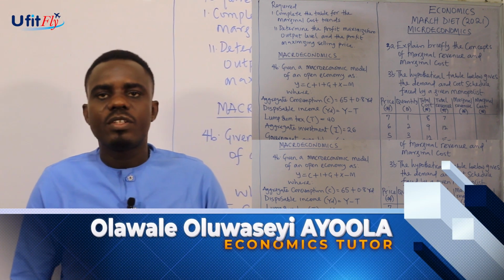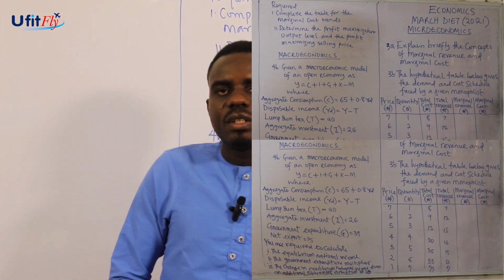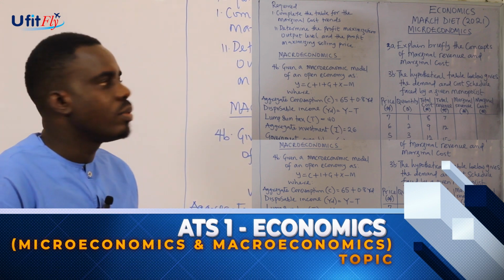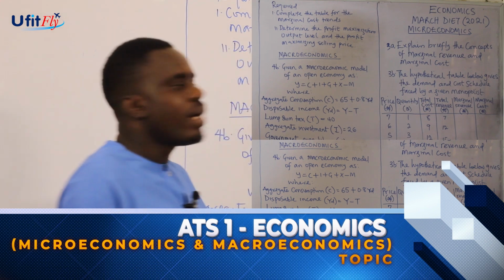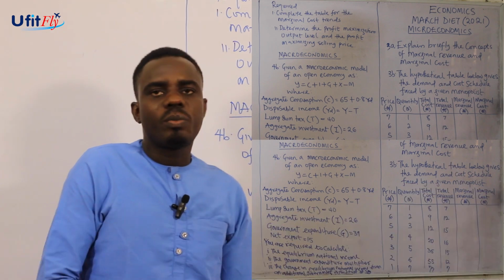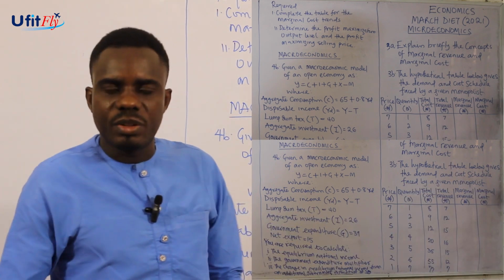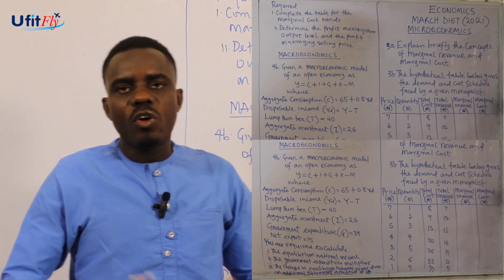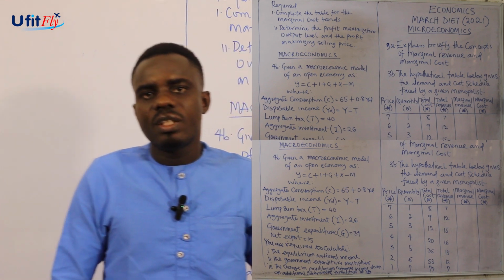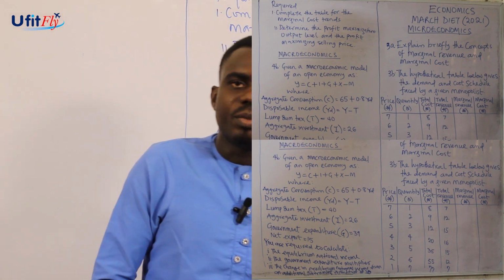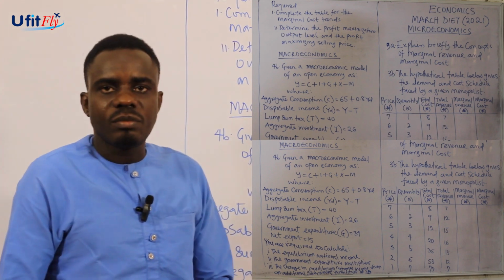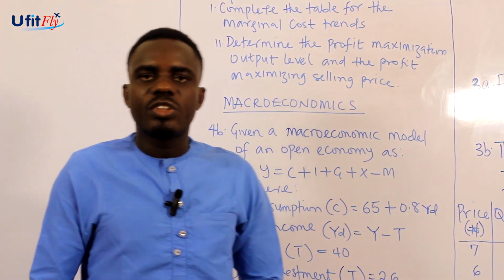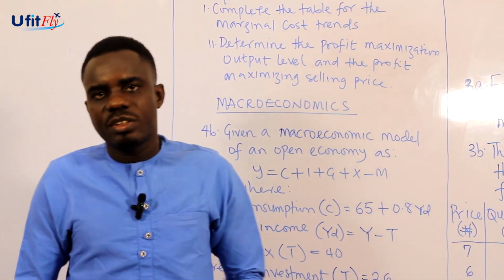Today, I want to examine one of the exams in ATS 1, which is economics. At ATS 1, we have microeconomics and macroeconomics. The microeconomics component deals with issues affecting households and firms at the micro level. That is, all economic decisions of households and firms that do not necessarily affect the aggregate economy are treated under microeconomics. The topics under microeconomics include price system, cost theory, production theory, market structure, and utility theory.